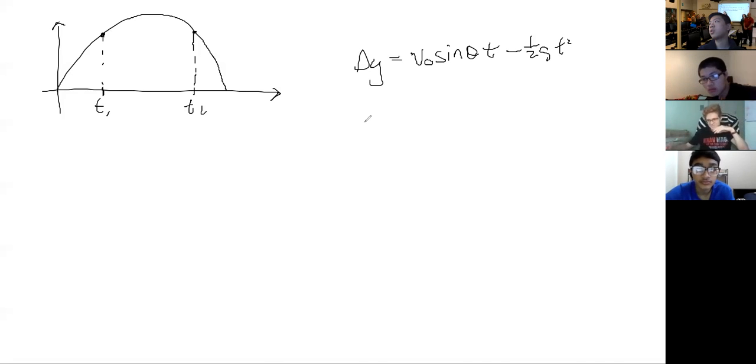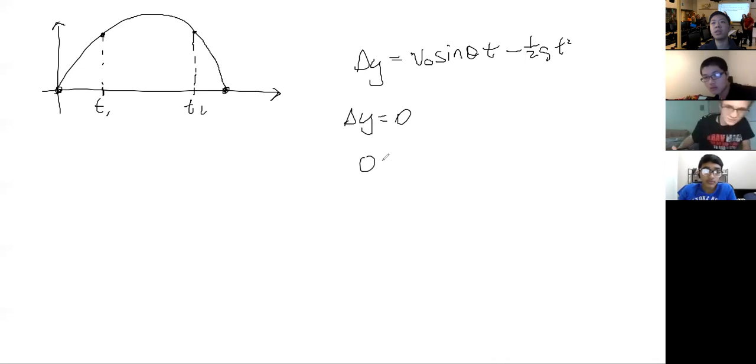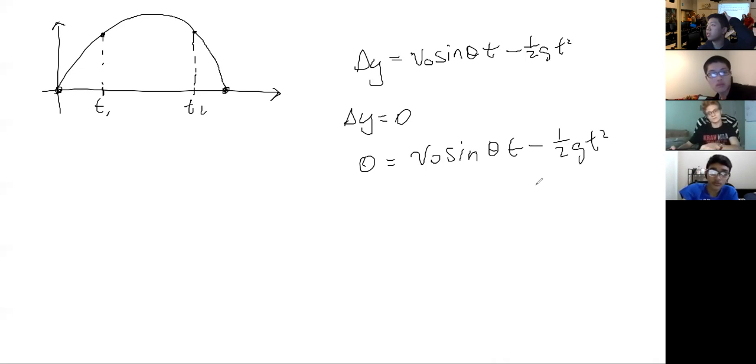All right. And also, if we set delta y equal to 0, which means it's either here or here, at the beginning or at the end, then we get 0 equals v0 sine theta t minus half gt squared. Using this, we can find the amount of time it takes to complete its entire trajectory. Here, we can assume that t is not equal to 0, because that just means it's at the beginning and y equals 0. That's kind of boring. So we can divide by t on both sides.